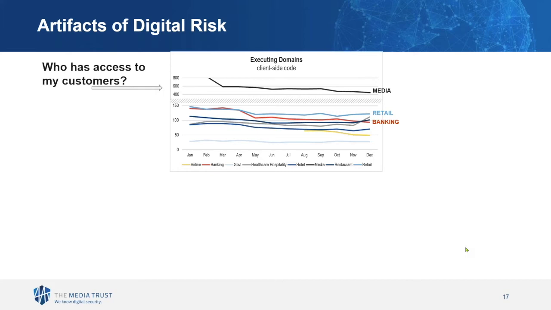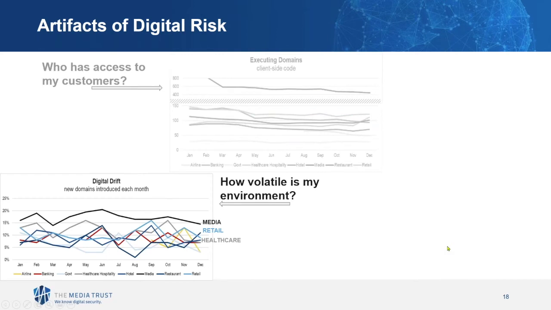What is surprising is banking. It looks like in red here, there's about 100 domains. What are all these domains doing that have access to me? The second thing that we look at is volatility. How volatile is this environment?